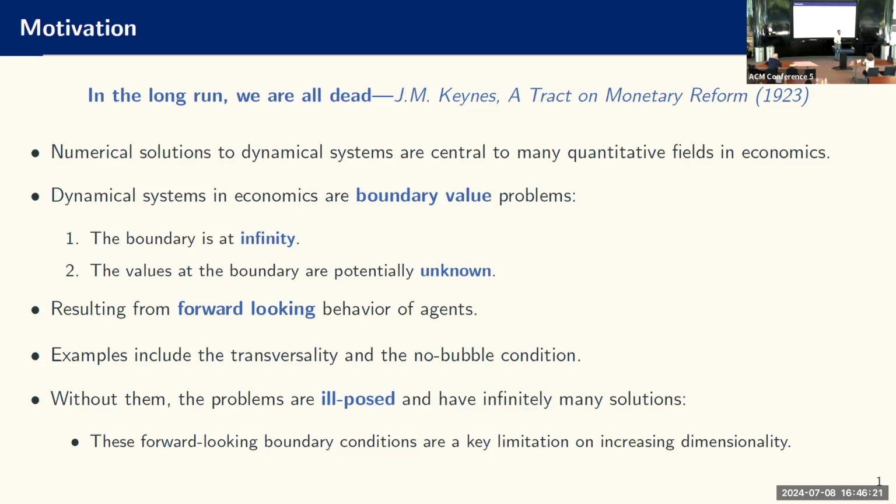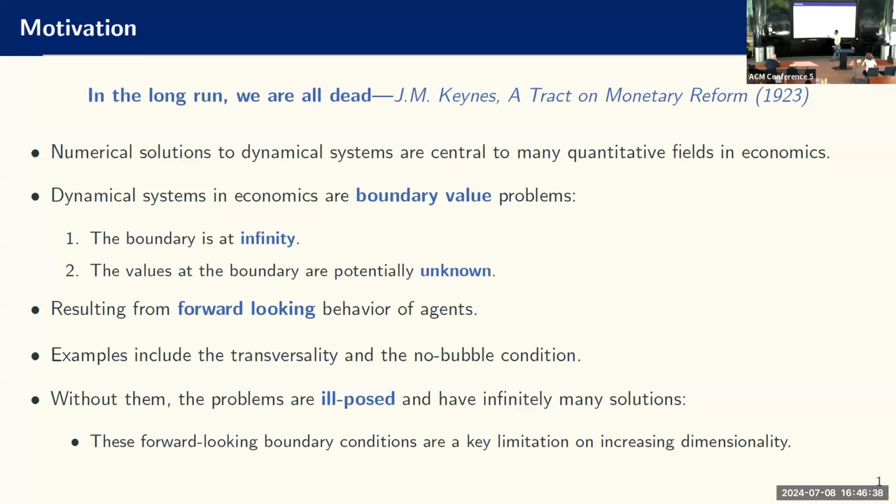Examples of this for economists, you have heard it: no bubble condition, transversality condition, no Ponzi scheme conditions. These are the examples we have seen. Without these, the problems are ill-posed in the Hadamard sense, which means the solution is not unique. Actually, for these cases, there will be infinitely many, right?